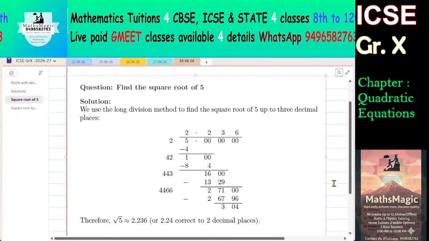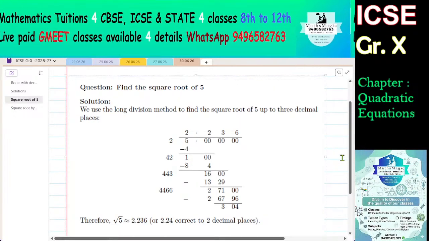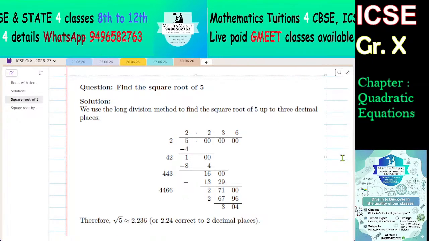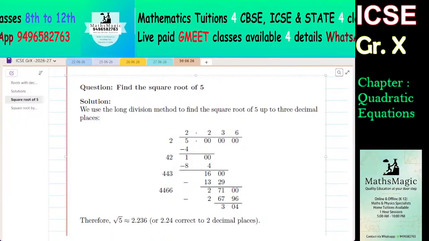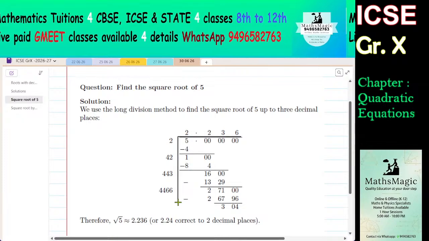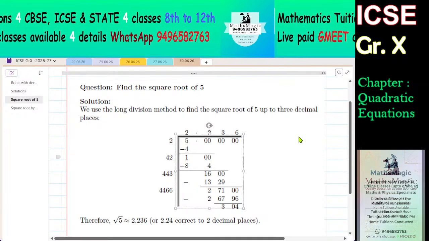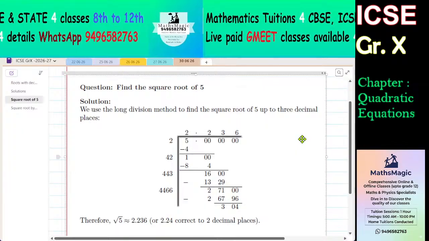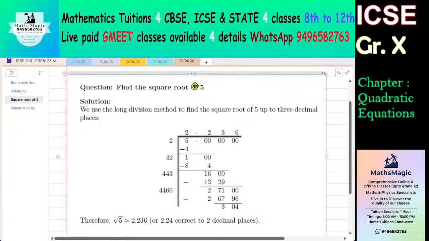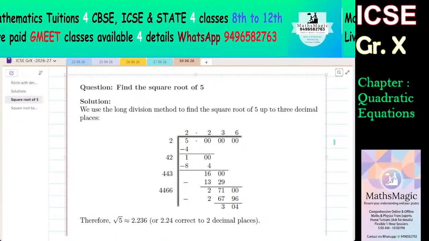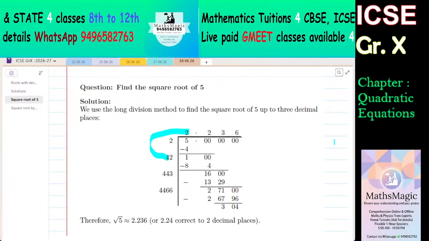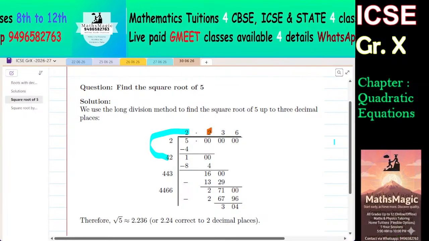Now this is the square root of 5. As in the previous case, we need to find three decimal places, so 5. Then the closest perfect square is 4, so 2 times 2, 4, subtracted 1. We made the double of this 2 and put it here. These two are our yellow spaces.